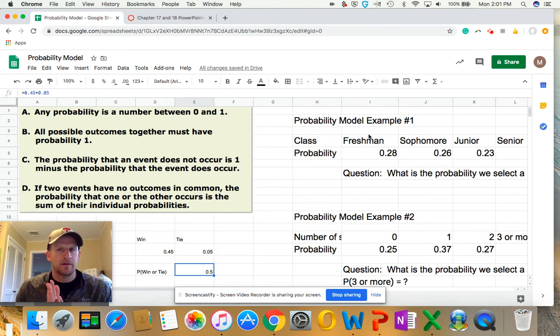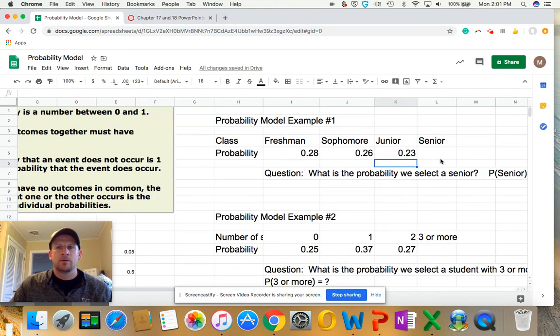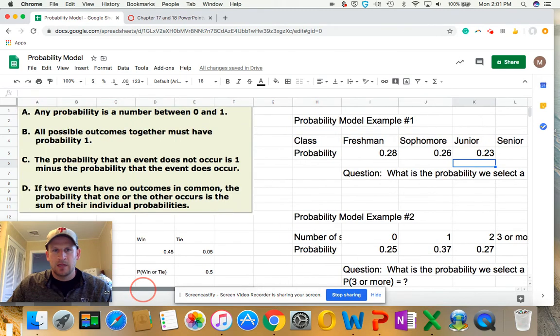Let's talk in terms of the college experience. You have freshmen, sophomores, juniors, and seniors. And let's say the breakdown for TCNJ is we have 28% freshmen, 26% sophomores, 23% juniors. And then using this data, I wanted to figure out the likelihood or the probability of having a senior. Now, before I solve this problem, I want to show you what rule we're going to use here. And it's rule part B, the second rule that we talked about, all possible outcomes together must have a probability of 1.